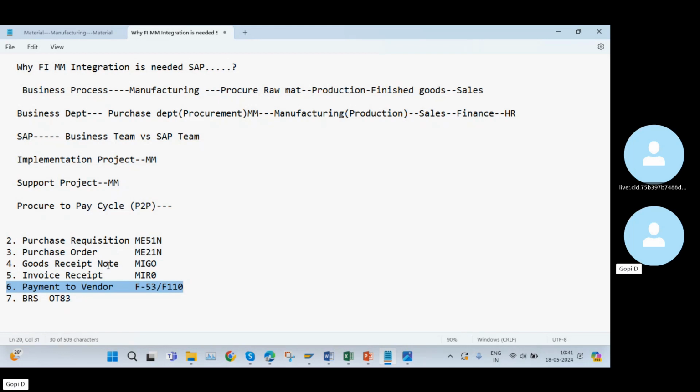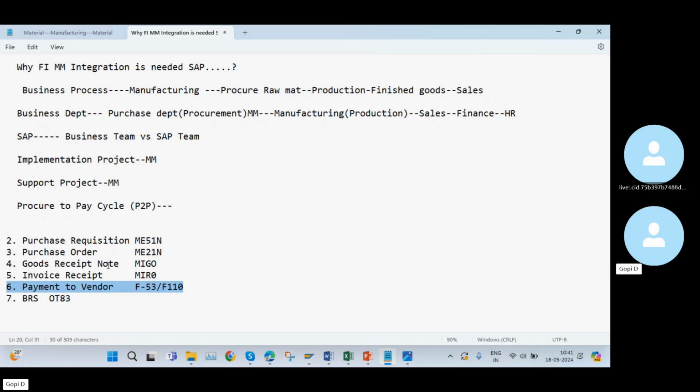Or let's say, for example, procurement says we are procuring raw materials, 1000 units or 1000 quantity, at a price of 1 lakh. So the conversation happens between the procurement team and the finance department team. Again, the finance department will not pay the amount immediately. Before making the payment, they will cross check whether that 1000 quantity was received or not.